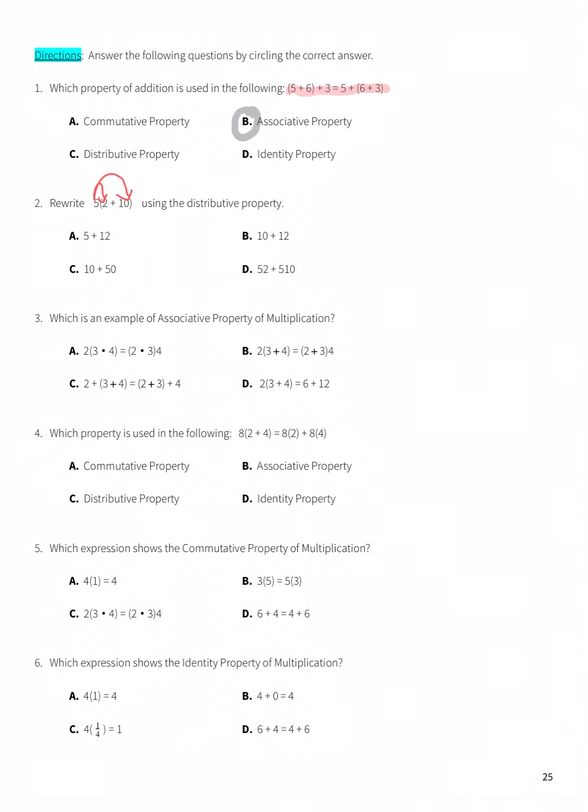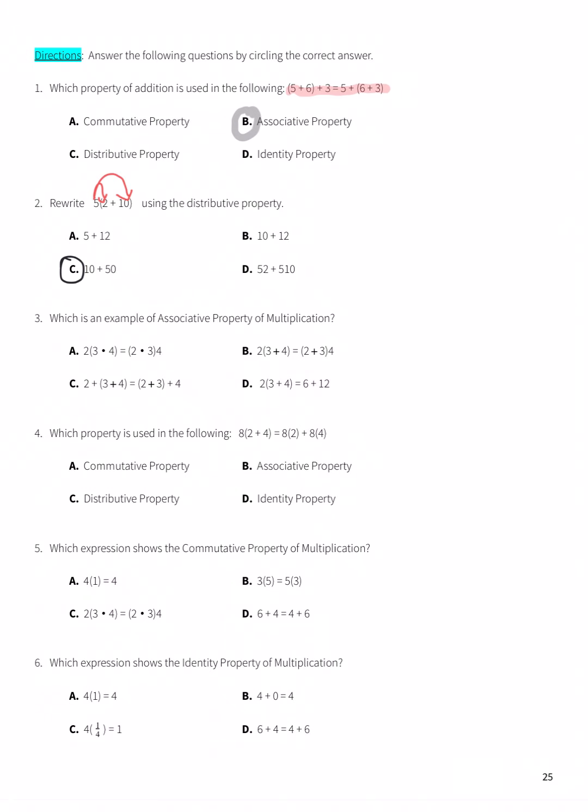5 times 2 is 10. And 5 times 10 is 50. Well, right there. 5 times 2 is 10. 5 times 10 is 50. So I would circle this right here. So when you're completing these problems, make sure you're reading the directions in the question before you just start answering.